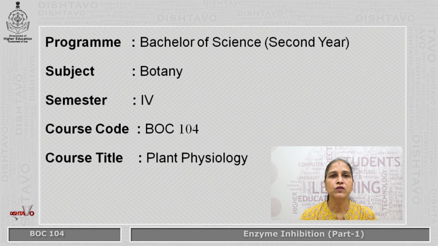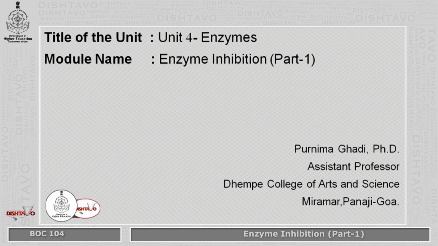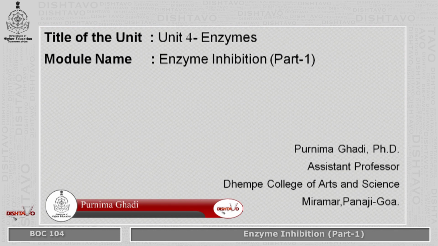Hello and welcome to the program of second year Bachelor of Science, subject Botany, semester 4. Course code is BOC 104 and the course title is Plant Physiology. Title of the unit, Unit 4 Enzymes. Module name, Enzyme Inhibition, Part 1.